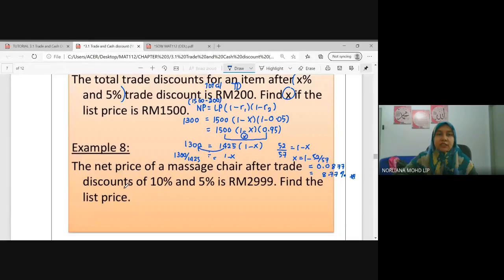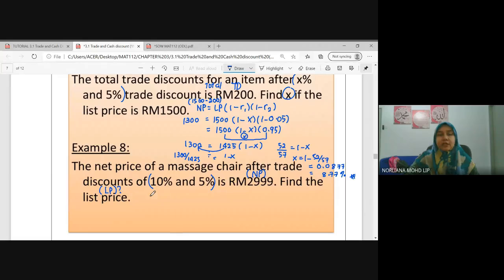Okay, question 8. Okay, the net price. Okay, given the net price. Awak kena tengok lah soalan dia. The net price after trade discount 10%, 5% is 2999. So, 2999 is the net price. Okay, find the list price. Yang dia nak cari list price.